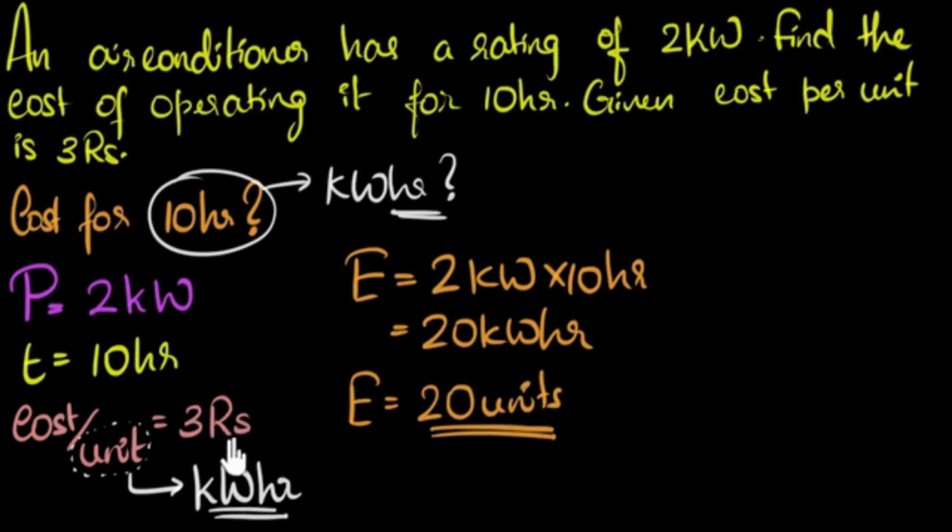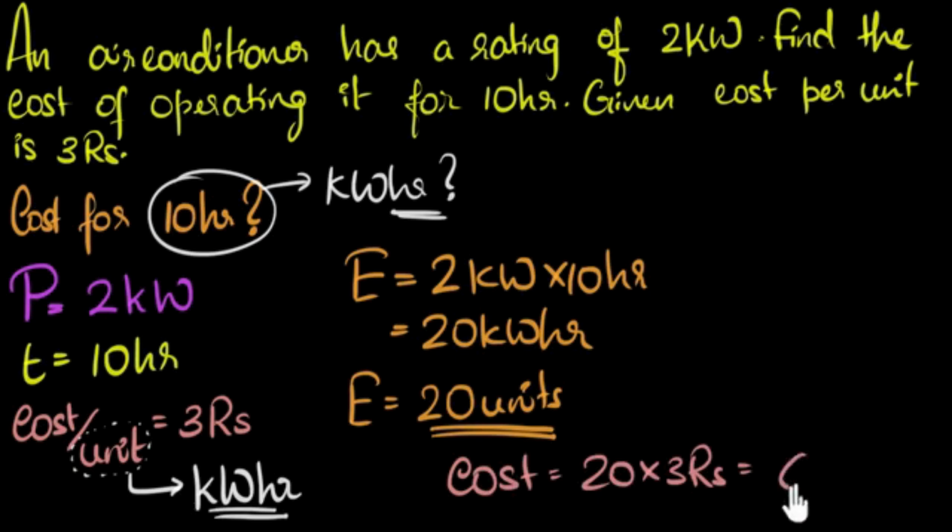Now we know for 1 unit, we have to pay 3 rupees. So for 20 units, how much should we pay? Well, the cost would be 20 times 3 rupees. That's going to be 60 rupees. And so there we have it. We have solved our first problem. Let's do one more.